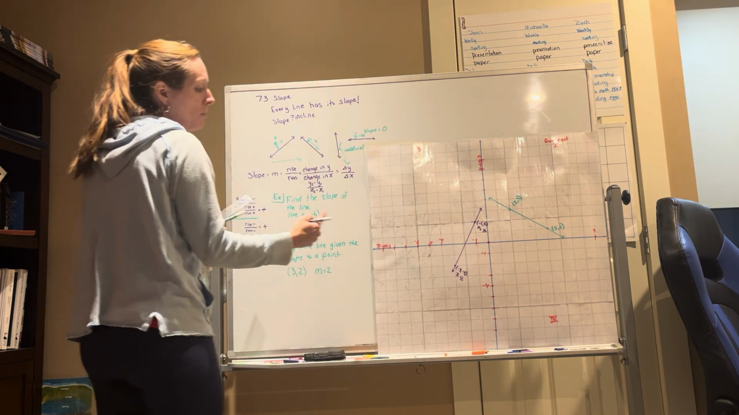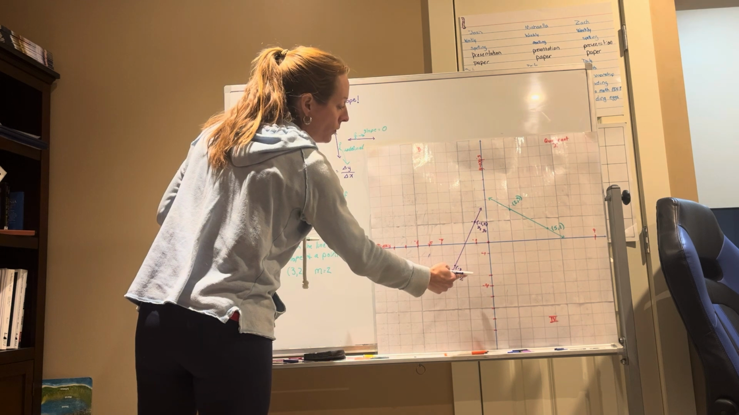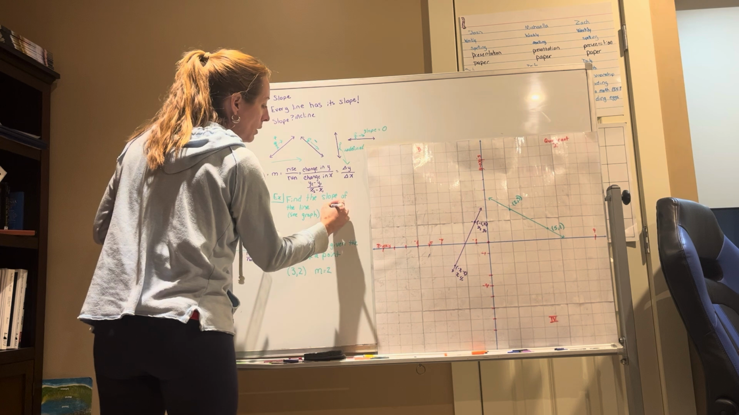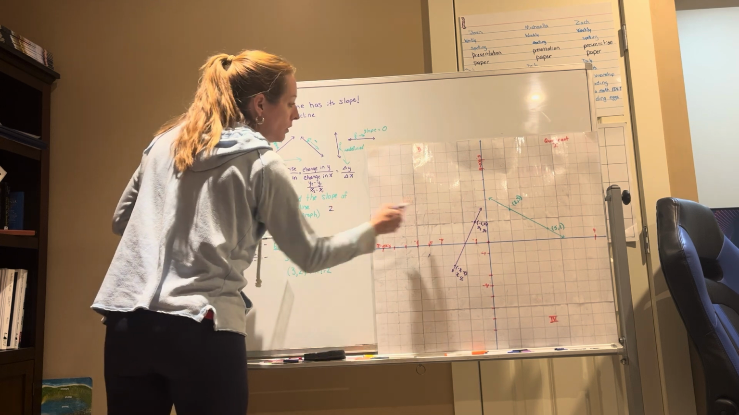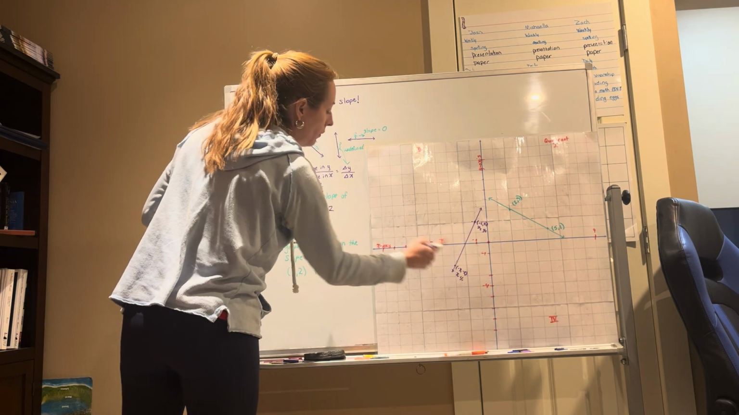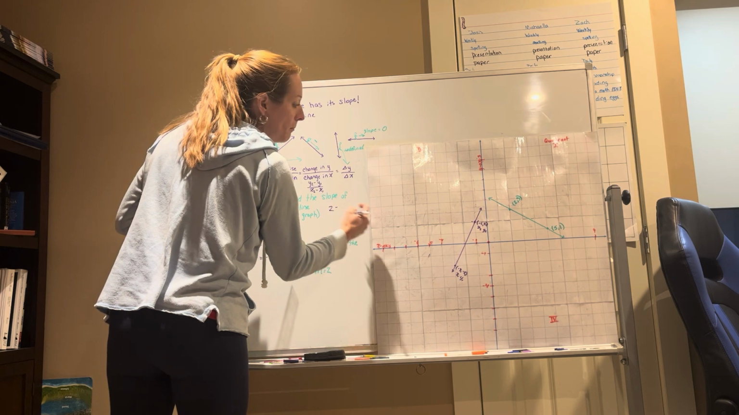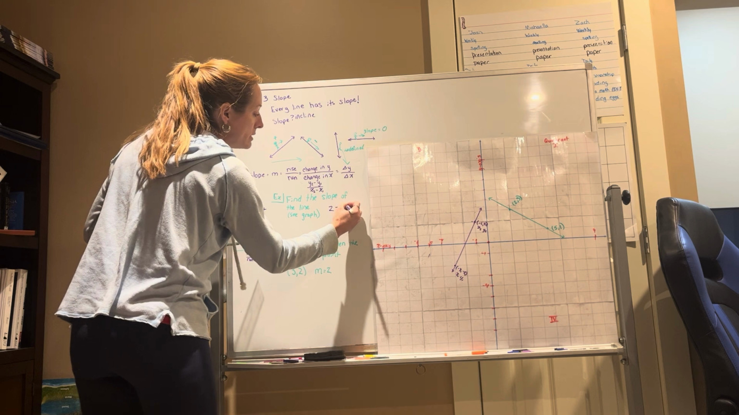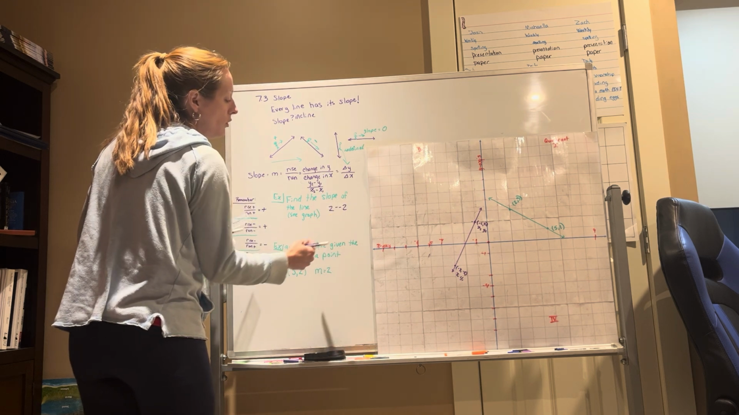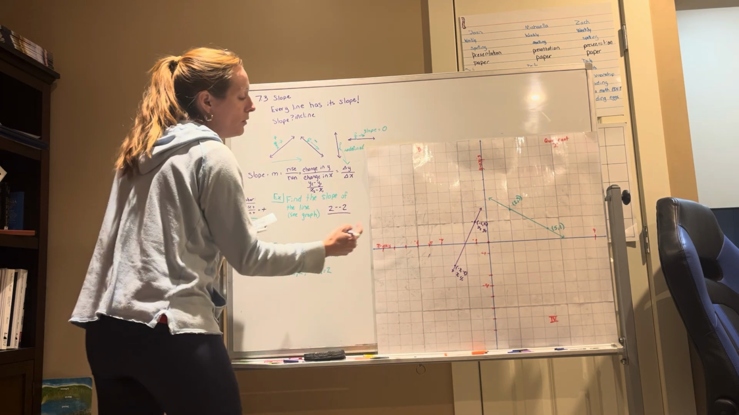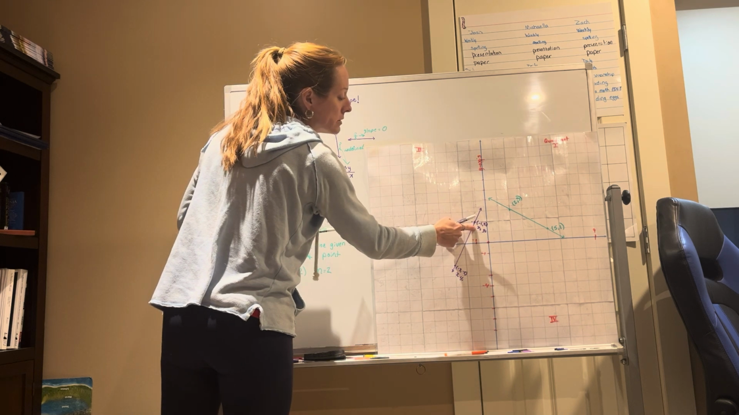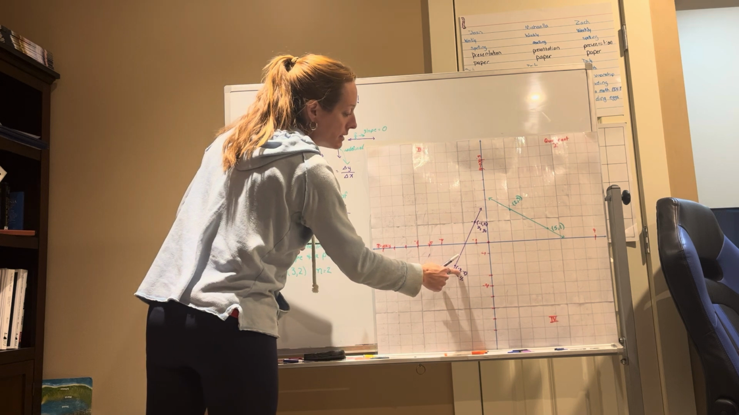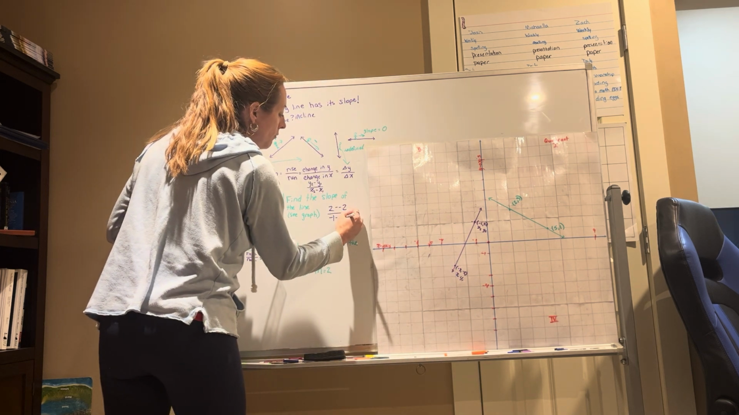So to find the slope of the line, we could go y2 minus y1, 2 minus a -2, over x2, which is -1, minus a -3.